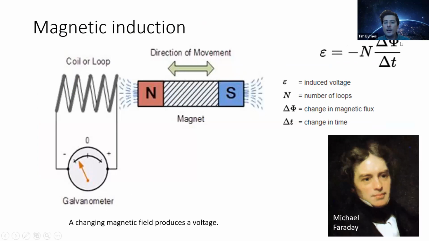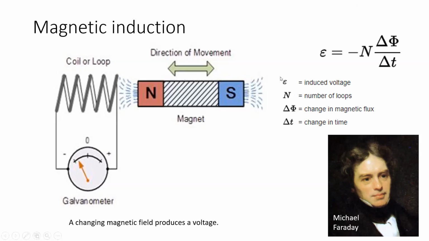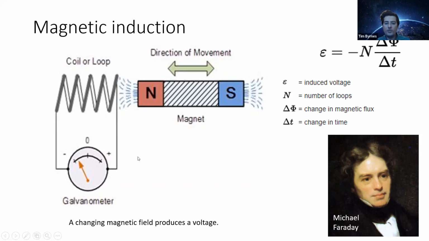So this change in magnetic field, it says magnetic flux, but basically magnetic flux is just something like the magnetic field times the area of the loop. So don't worry about the details, but basically this is the changing magnetic field. Right? And then the changing magnetic field produces a voltage. This is basically what Faraday's law is saying.